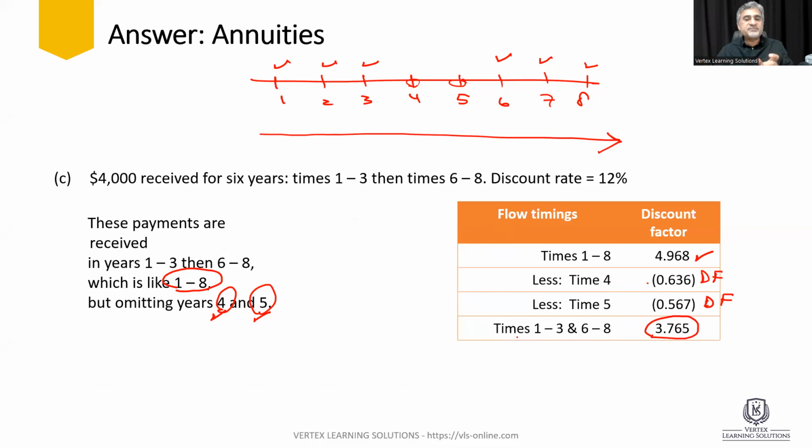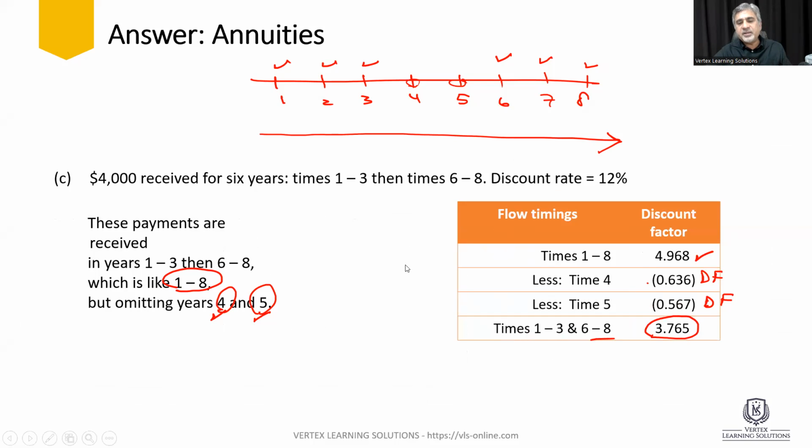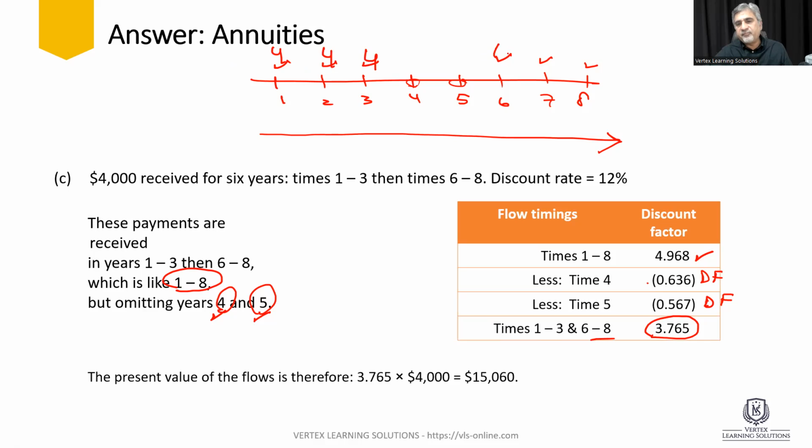Now this 3.765 belongs to 6 years, distributed as year number 1, 2, 3 and year number 6, 7, 8. And then finally you multiply it with the annuity amount. Your annuity amount is $4,000 multiplied with 3.765. So your present value of these cash flows, 4,000 in this distribution, in this form, the sum total is 15,060.